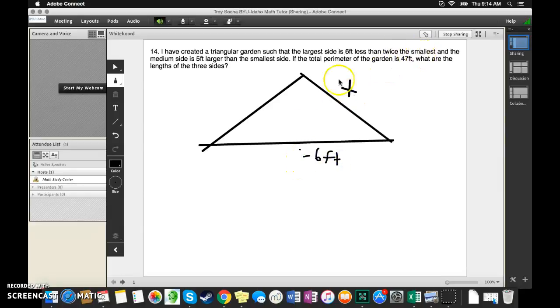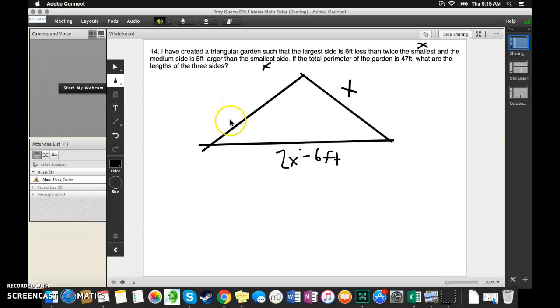Then twice the smallest side. Okay, so we'll stop there for a second. So twice the smallest side, so smallest is x, right? Smallest is x, we know that. Okay, so that means that's 2x minus 6. Okay, that's cool. So we know that side is 2x minus 6.